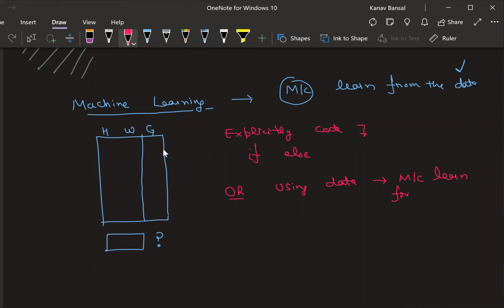Machine learn from the data available, right? I can use this entire data. I can make the machine, whatever I have, to learn from the data. That is what we'll try to learn today, Sandeep.